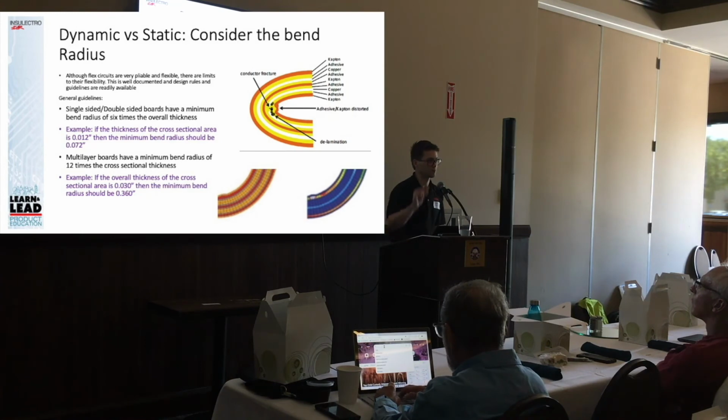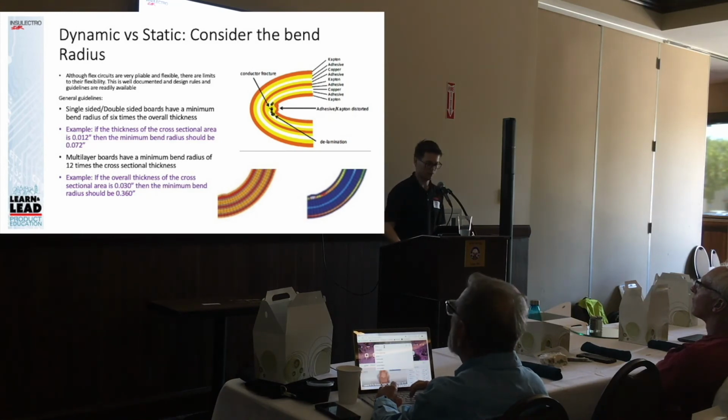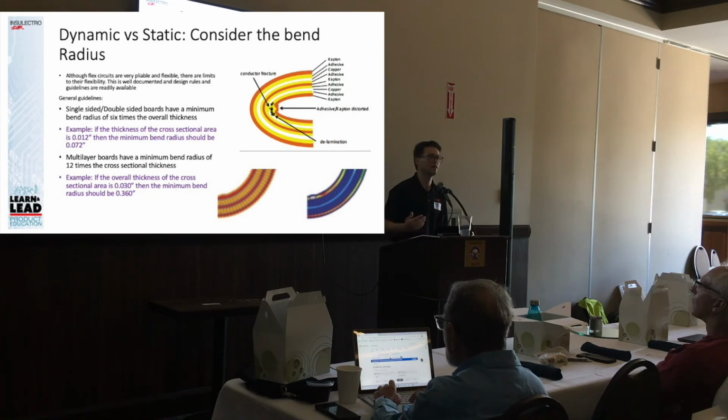For multi-layer boards, because it's thicker, we can't put as much stress onto it, because we're going to change these stress singularities and how they affect our design. We have a different bending rule for them. In this case, it's 12x the cross-sectional thickness of the cable. So if we have a 30 mil thick flex window, it would be 360 mils.